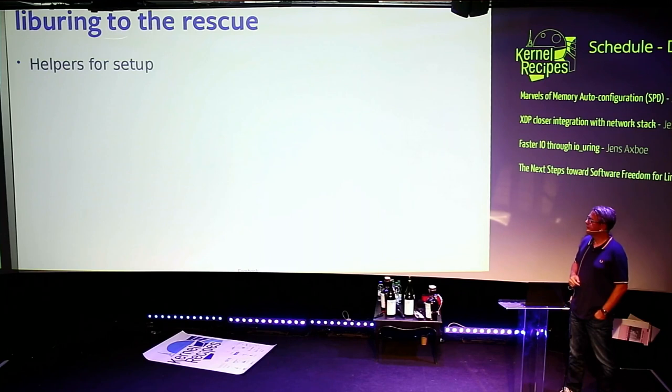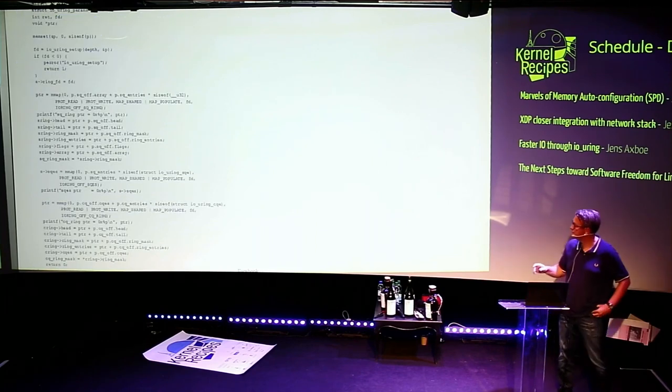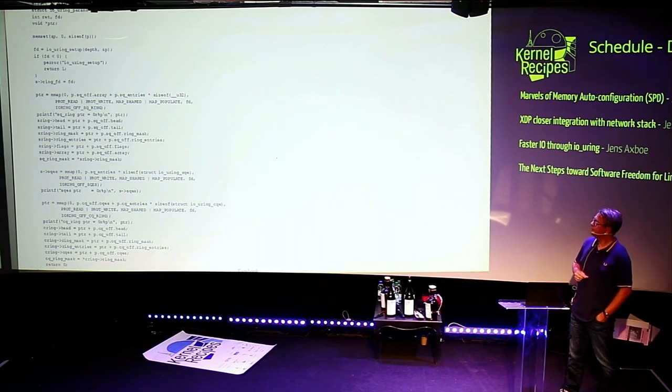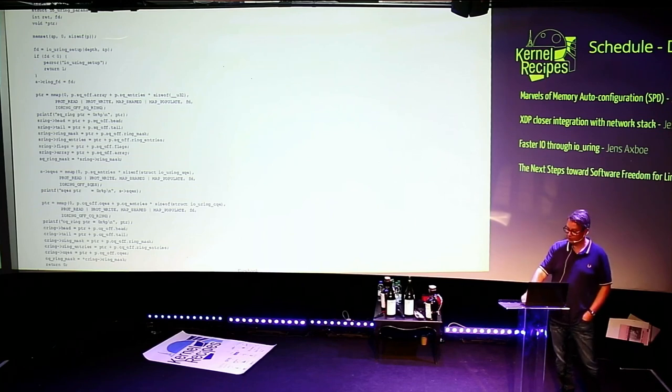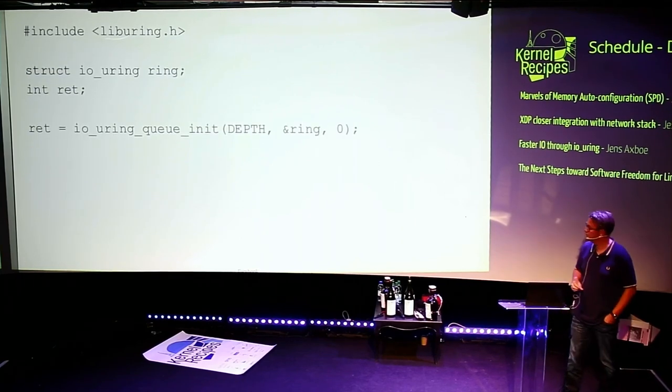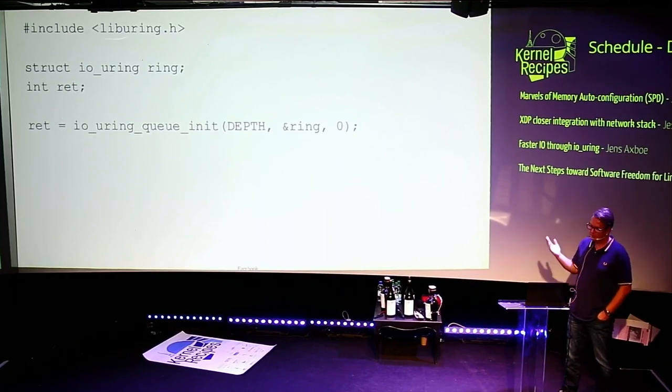So liburing is similar to how AIO has libaio, which doesn't actually contain any interesting code. Liburing provides a more simplified interface on top of io_uring. One example is helpers for setup. So here's an example of just part of memory mapping the rings and getting them mapped in with the offsets and whatnot. That's what it looks like without liburing. And with liburing, you just do this. You just declare the ring, and you call queue_init, and you're done.